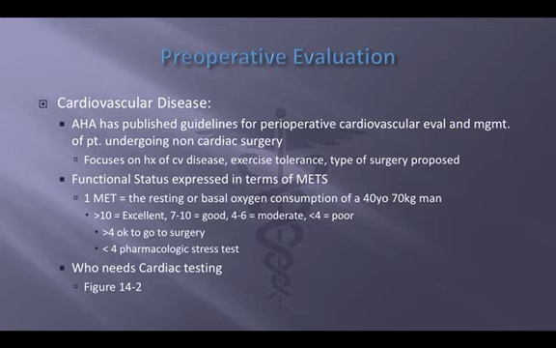If they're low risk, they may not need any further testing. If they've got an elevated risk, but they're able to complete more than 4 METs but less than 10, you probably don't need any testing. If they're able to complete less than 4 METs, and they have either a poor or unknown functional capacity, then you may want to do further testing. This could be stress testing if you have time. If you need to go to surgery, then you may have to just go to surgery and then do some non-invasive testing as it sees fit.